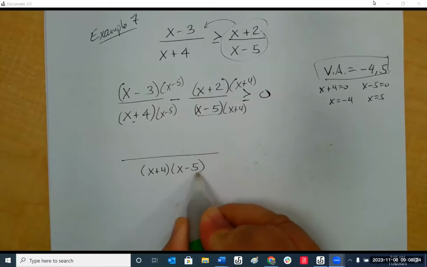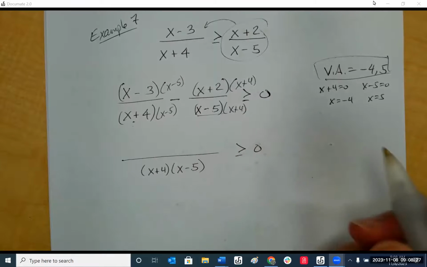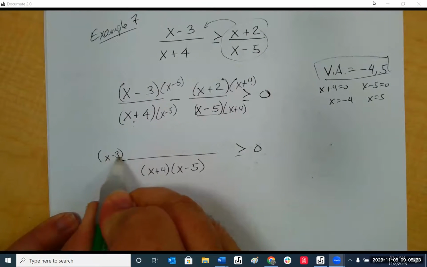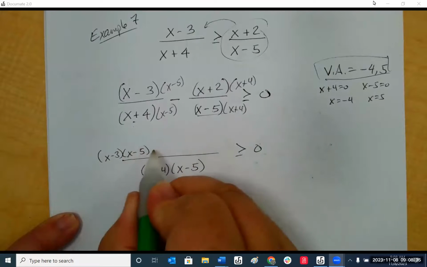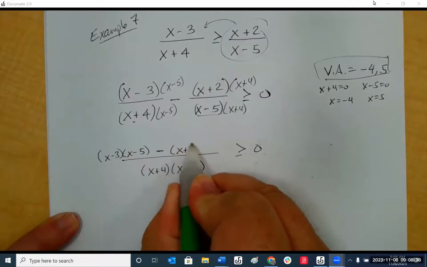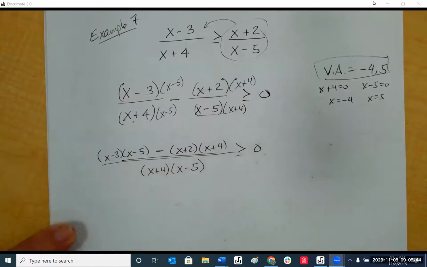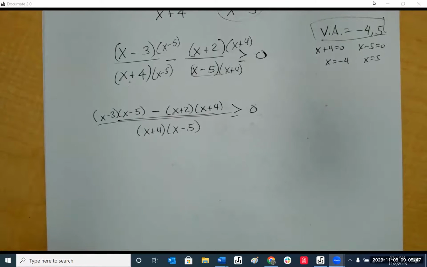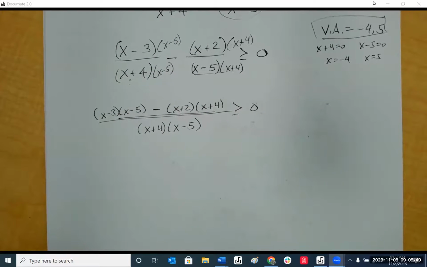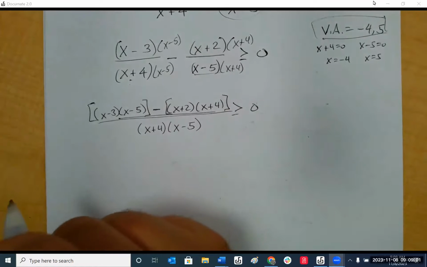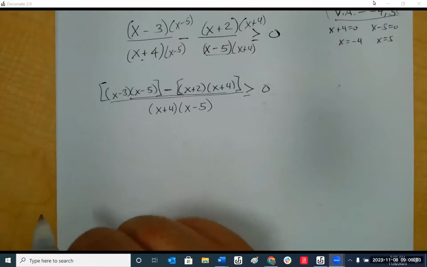So on the bottom, we have a common denominator. On top, we have x minus 3, x minus 5, minus x plus 2, x plus 4. Simplify the top. We've got to multiply these together first, and then subtract them.